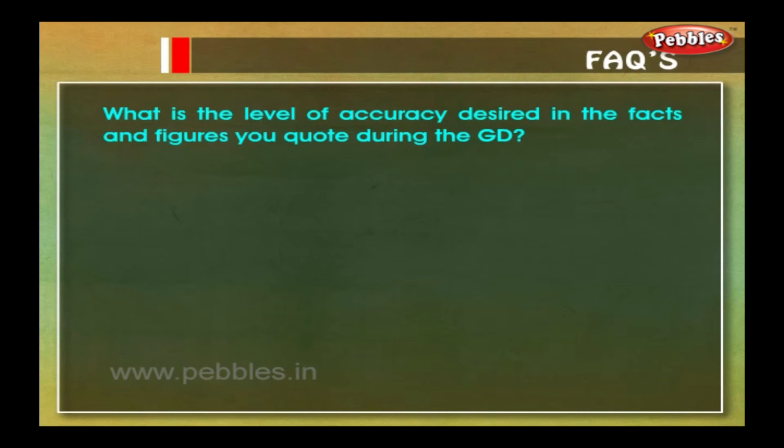What is the level of accuracy desired in the facts and figures you quote during the GD? An error margin of 5% is acceptable.